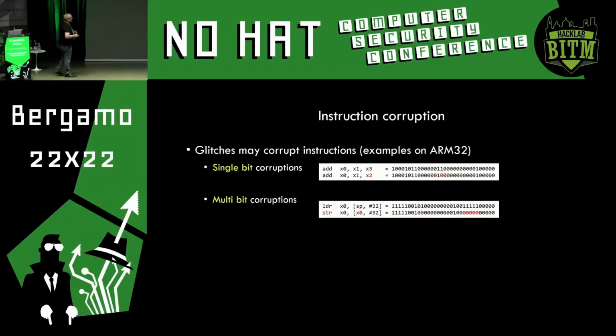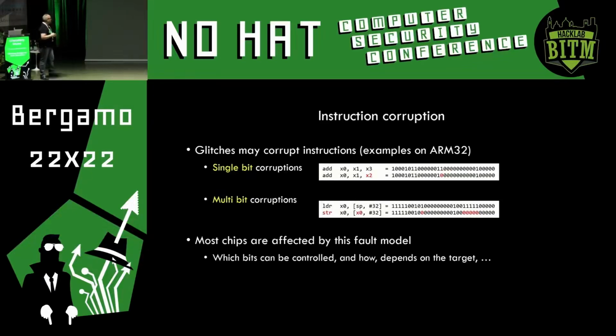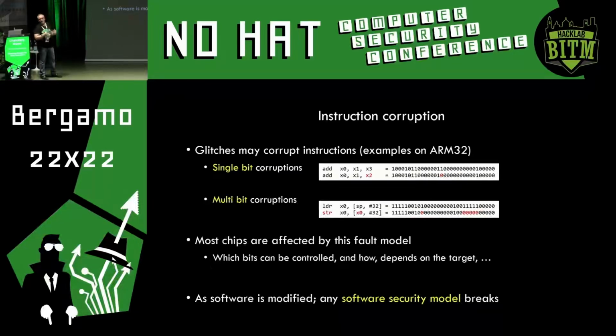Of course, even multi-bit corruption may happen, and this is another example. You don't control what really happened. You're only interested in whether that actually happens, because then you can use it. Most chips are actually affected by this fault model, so which bit can be controlled, how, at which timing, really depends on the characterization you need to do. You need to study the target. But in general, this actually modifies software. And if you can modify the software which is being executed, the software security model breaks.